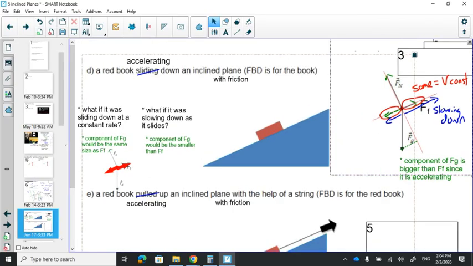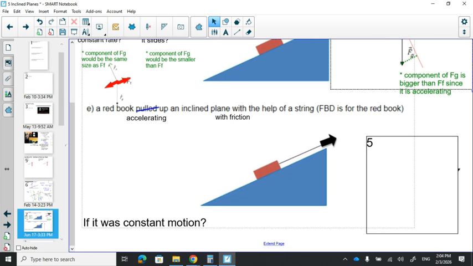All right. Next here we have a red book being pulled up an incline. It's accelerating up an incline. And so free body diagram for that. Obviously, you're going to have an applied force up now and friction as well, right? So think about the free body diagram for that one. Maybe press pause and try it.